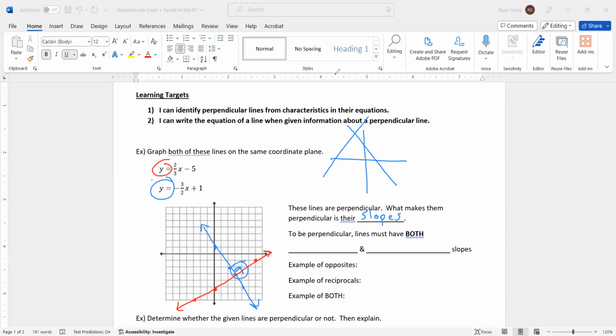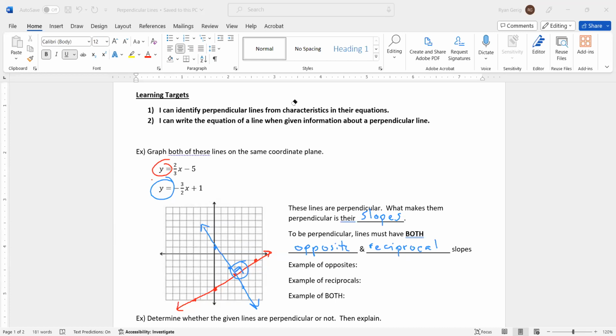Okay, so I'm going to go ahead and keep moving. I just talked about how perpendicular lines can be identified by their slope. So to be perpendicular slopes, lines must have both of these things true. They must have opposite and reciprocal slopes. So their slopes have to be both opposite and reciprocal, not one or the other, but both.